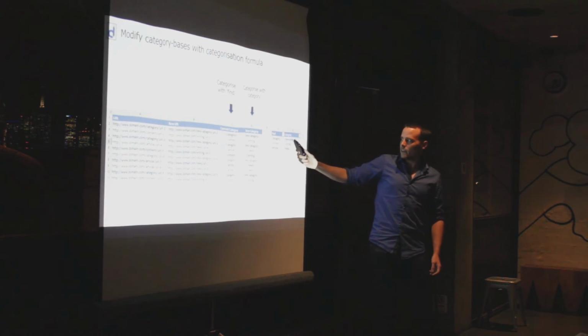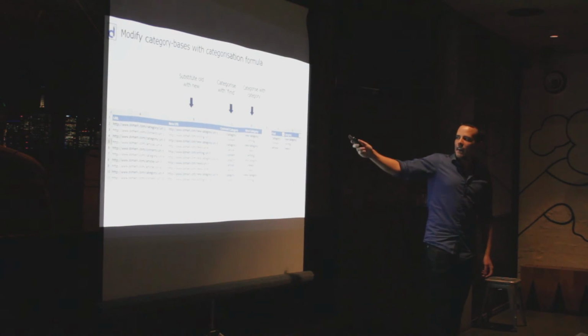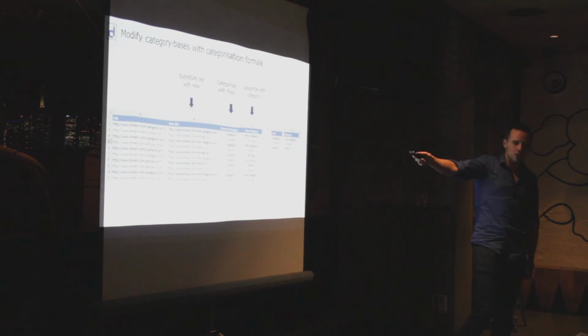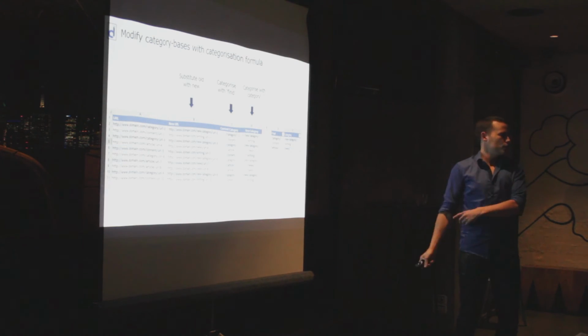So when it finds category, it gives a new category. When it finds article, it changes it to news. And then using the combination of those first two, we can basically build that new URL by substituting the old for the new.